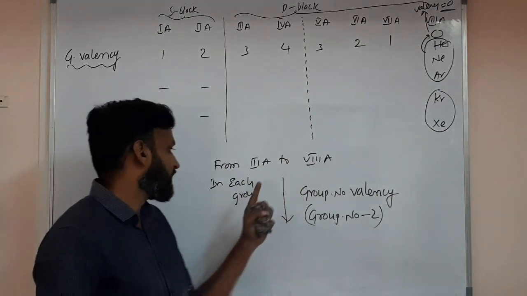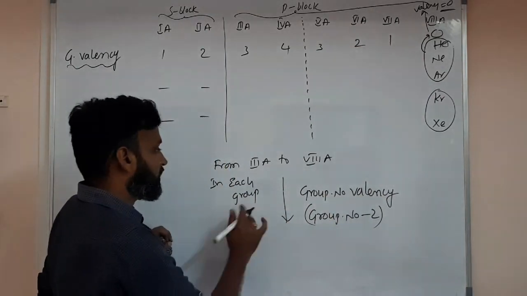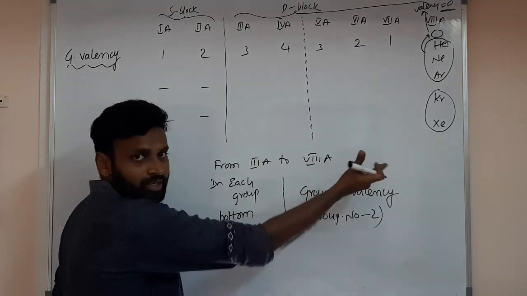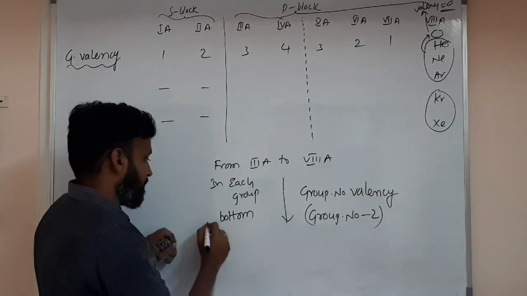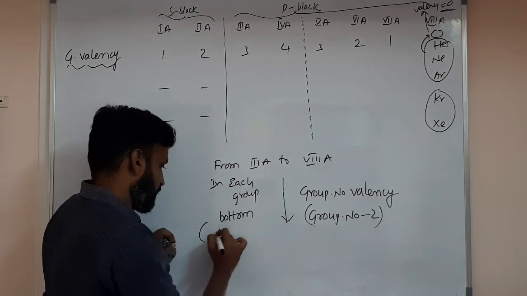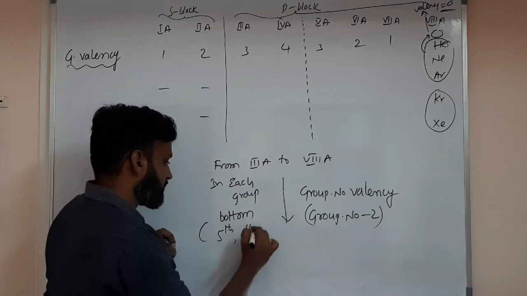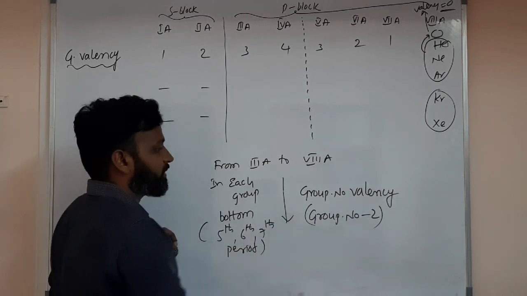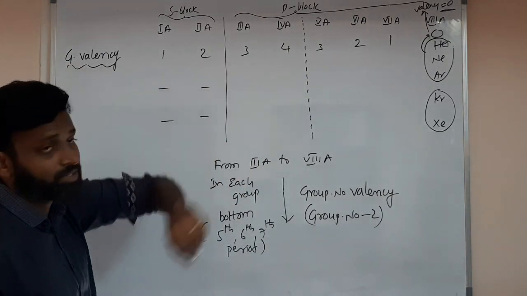3rd A to 8th A, in each group as going down, the bottom elements in each group, which elements? Bottom means in the periodic table, in general 5th, 6th and 7th period elements. They exhibit group number valency and group number minus 2. These are the general valencies.